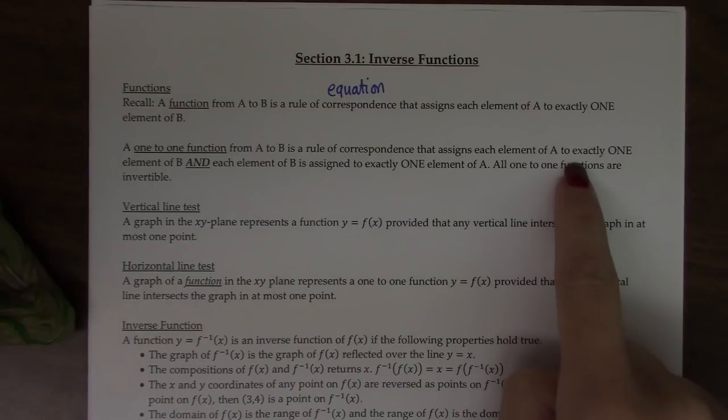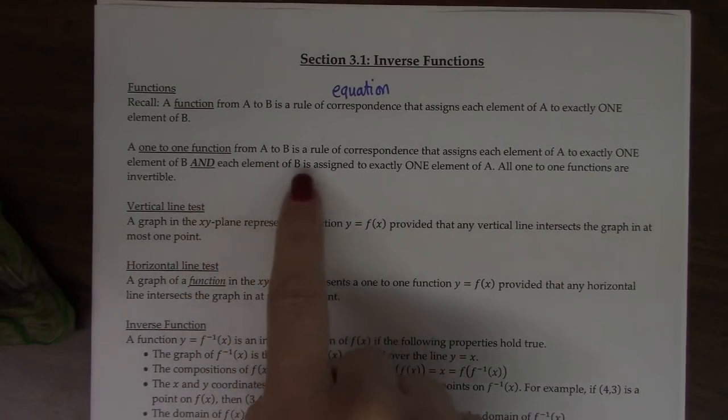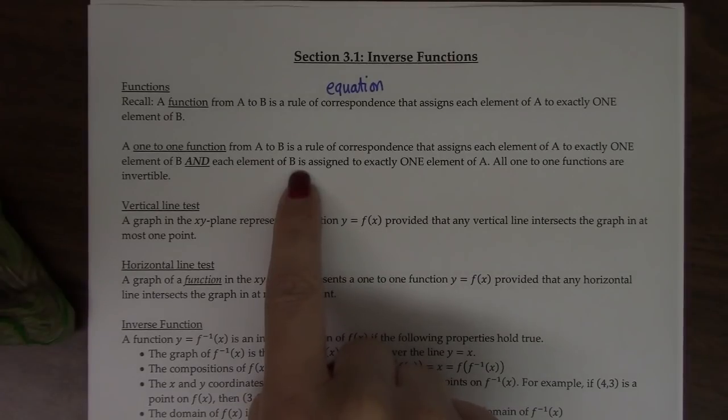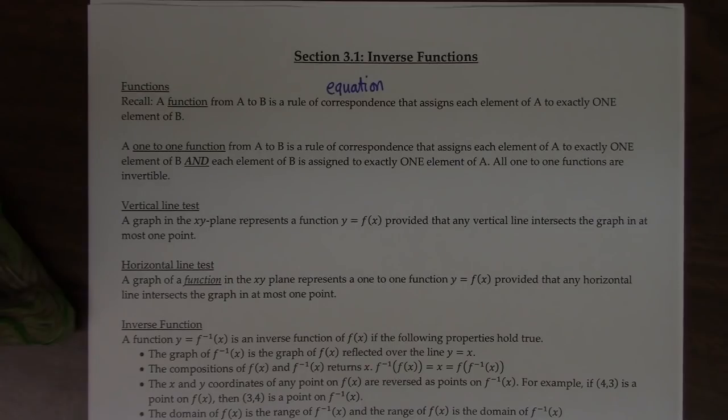exactly one element of B, but a function's one-to-one if it's also true that for every B you select, or every output, it only returns one element of A. So all one-to-one functions are going to be invertible.